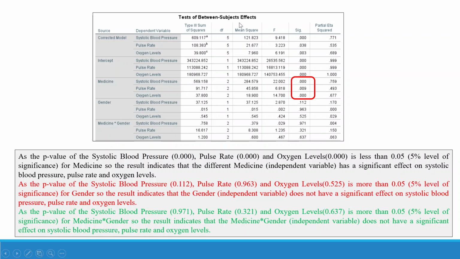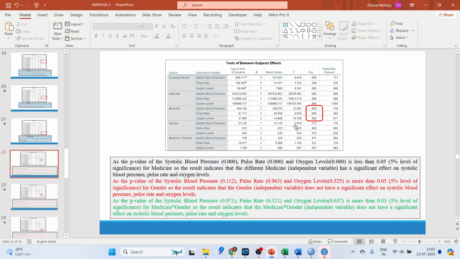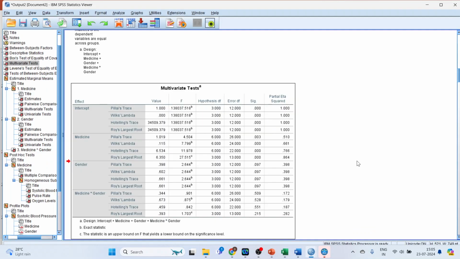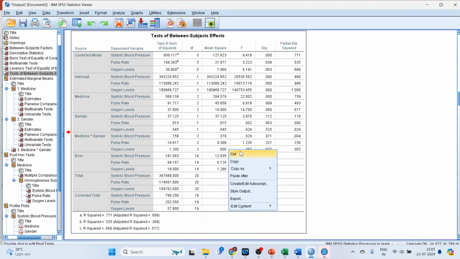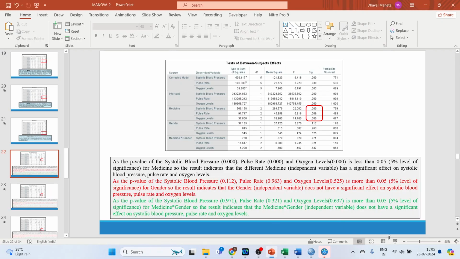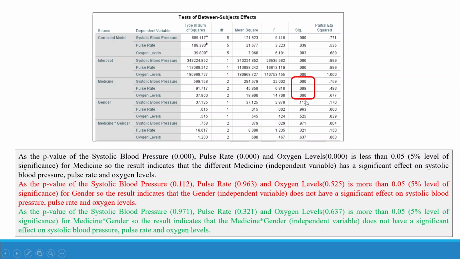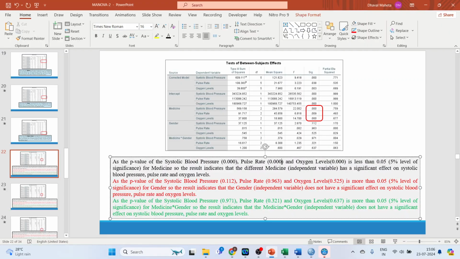Next is the test of between subjects effects. For medicine, see here it gives the overall picture, but here if the effect is there, then what is the medicine affecting? Systolic blood pressure, pulse rate, or oxygen level. So that's the reason we go for the test of between subjects effects. This table, I will get from here. Yeah, here it is. Right click, copy. Okay, let's do the interpretation. Let's focus on the p-value. As the p-value of the systolic blood pressure, pulse rate, and oxygen level. Actually, here it should be 0.009. Let's change it.